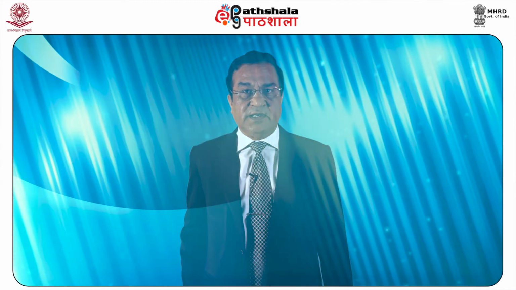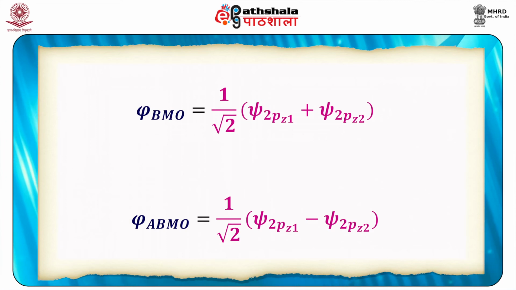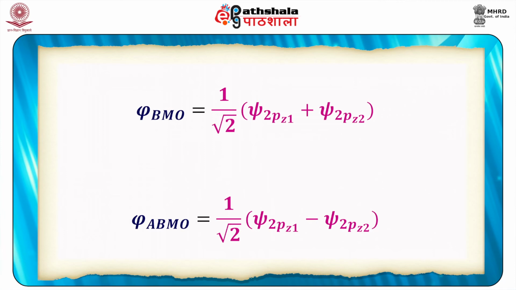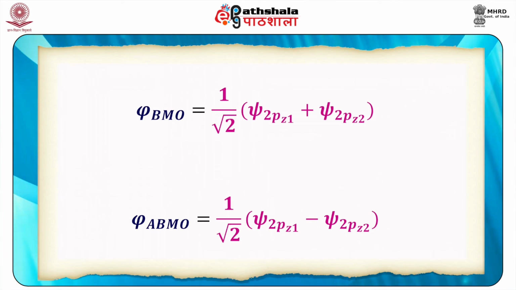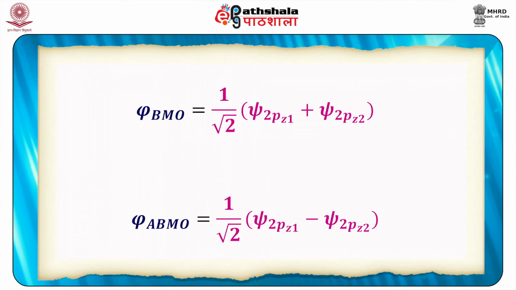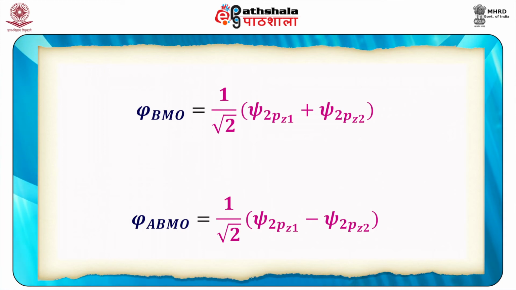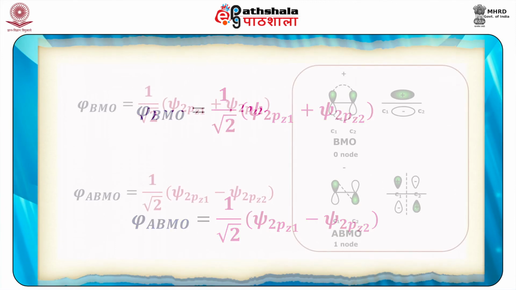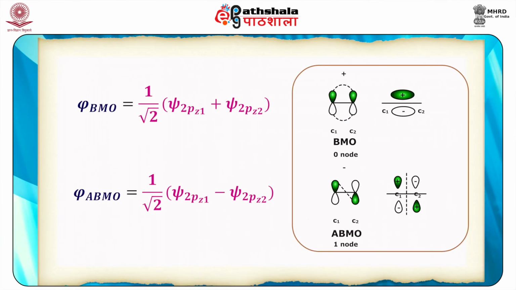So the results have been summarized here. So now you can see that the wave function for the bonding molecular orbital will be 1 upon under root 2 times psi 2p z1 plus psi 2p z2. And the wave function for the anti-bonding molecular orbital would be 1 upon under root 2 in parenthesis psi 2p z1 minus psi 2p z2. Using these wave functions for both bonding and anti-bonding molecular orbitals, the corresponding pictorial representations of these Huckel pi molecular orbitals can also be made, and these are shown in this diagram.